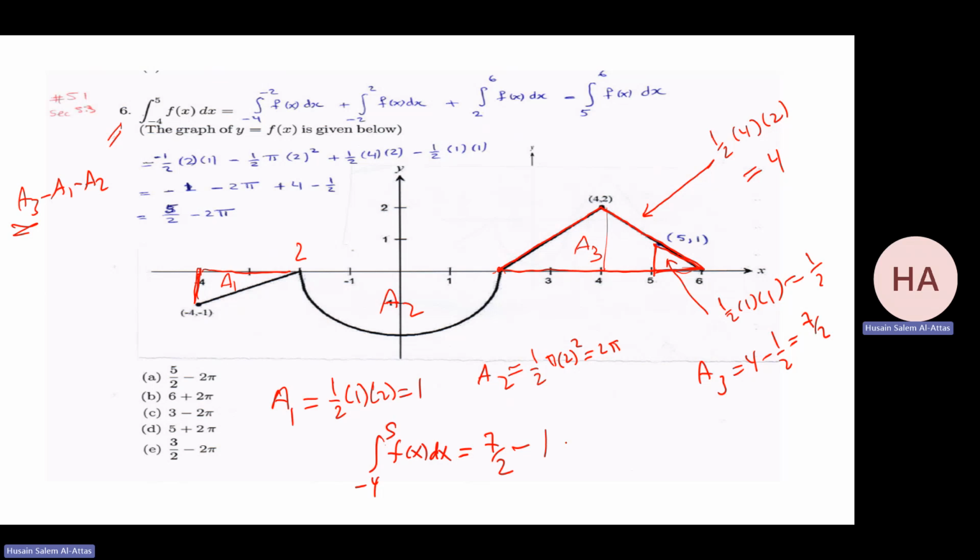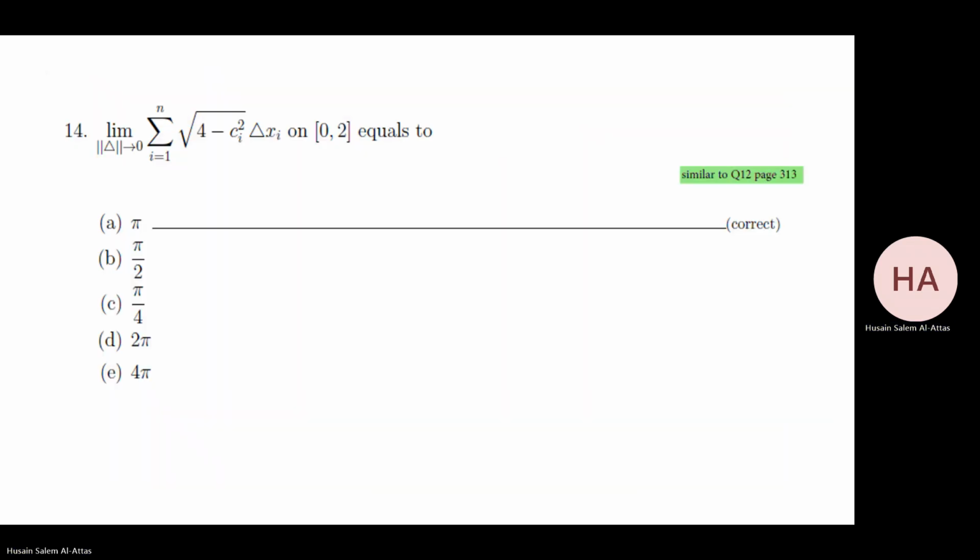Minus A1 minus A2. So it will be 5 over 2 minus 2y, which is this one. Okay, now I write this as a Riemann sum, which is very easy to do. That will be from 0 to 2.